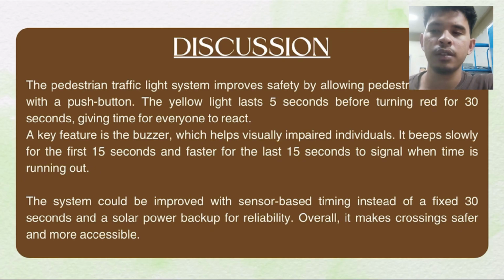Discussion of our mini project. The pedestrian traffic light system improves safety by allowing pedestrians to cross with a push button. The yellow light lasts 5 seconds before turning red for 30 seconds, giving time for everyone to react. A key feature is the buzzer, which helps visually impaired individuals. It beeps slowly for the first 15 seconds and then faster for the last 15 seconds to signal when time is running out. The system could be improved with sensor-based timing instead of a fixed 30 seconds, and a solar power backup for reliability. Overall, it makes crossing safe and more accessible.